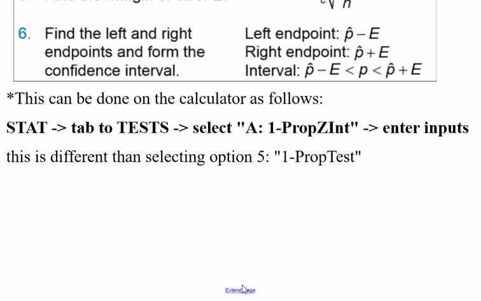You go to STAT, Tests, like we've done before. You're going to select option A. It's a 1-proportion z interval, and then you enter the inputs. Be aware this is different than selecting option 5, which is 1-proportion z test. Do not select that. We're constructing z intervals, so it's option A. You have to scroll down further.